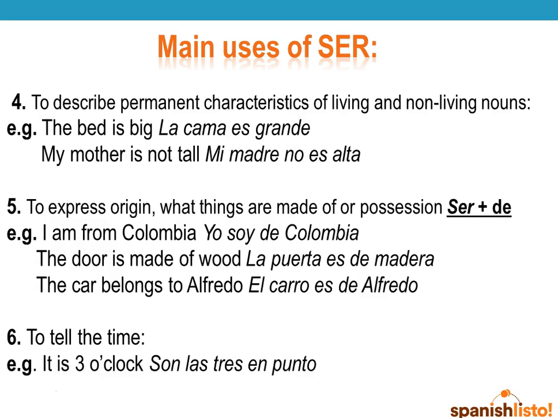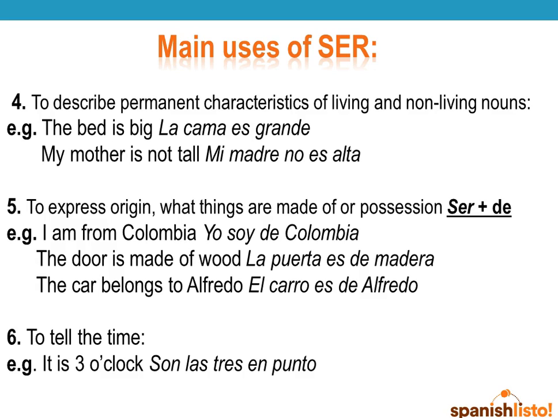Or also, the car belongs to Alfredo. El carro es de Alfredo. What is important to note here is that the verb ser plus the preposition de, as highlighted here, is always present in this context. Also, we use the verb ser to tell the time.